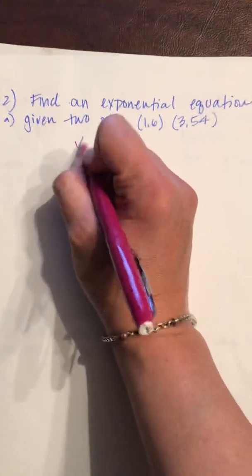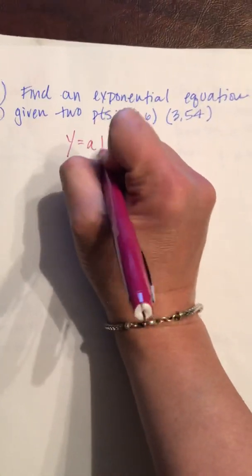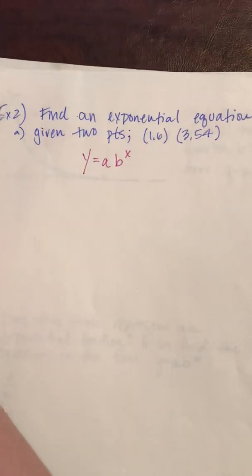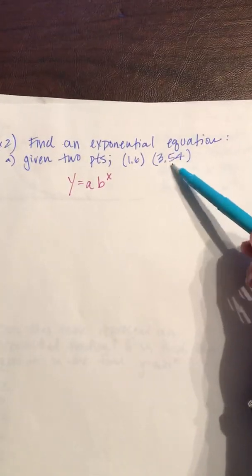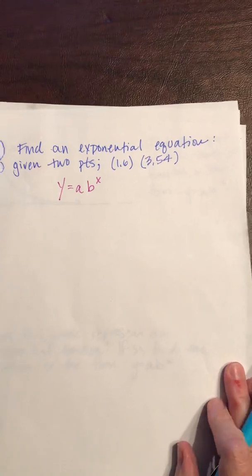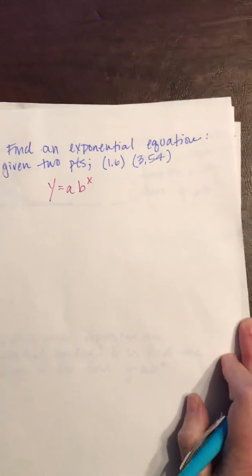All right, next. Now we're going to talk about writing equations for exponentials. And the format we're going to use is y equals a b to the x. So I'm giving you 2 points, (1, 6) and (3, 54). There's a couple different ways to do this, and I'm going to show you the non-mathy, or non-algebraic, way.